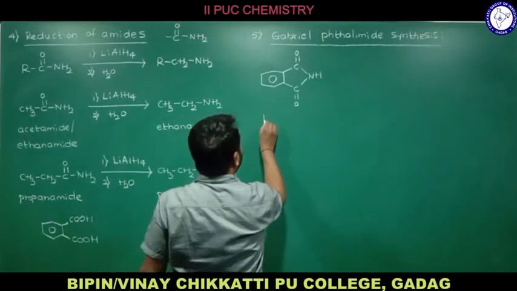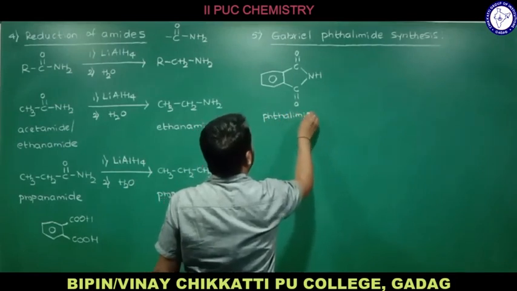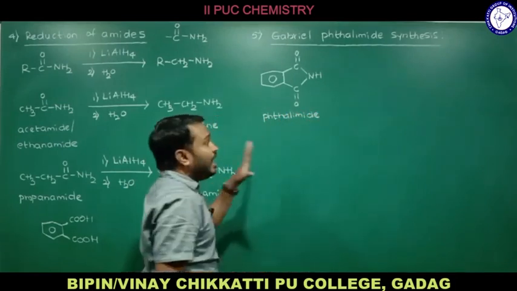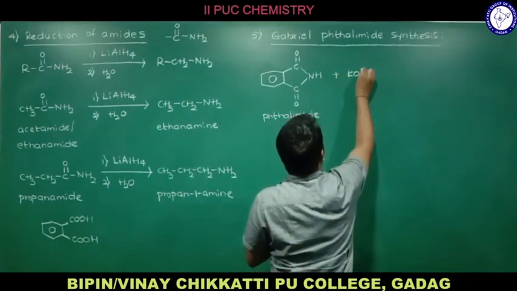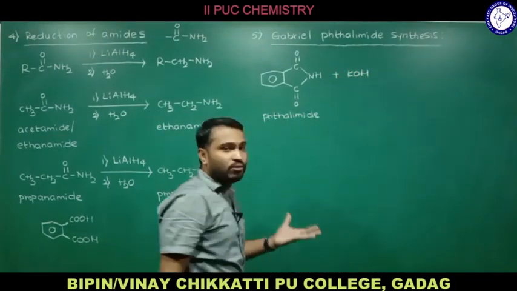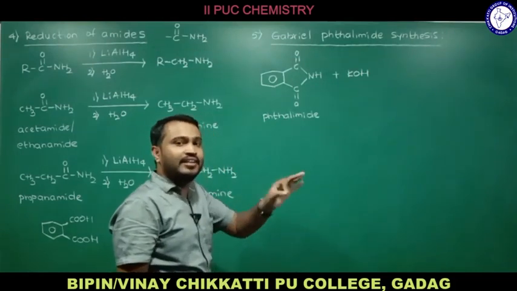For your reference, I will write the name of this one. P is silent here, you should spell it as phthalimide. So phthalimide, when it is treated with alcoholic KOH, potassium hydroxide crystals, you have to dissolve it in alcohol, particularly ethanol.